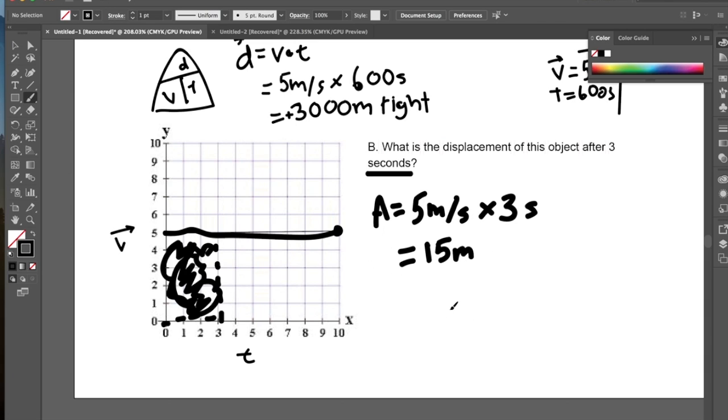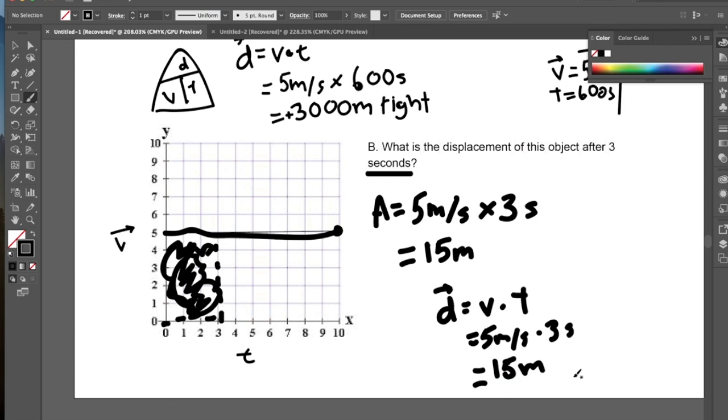And again, this is just analogous to saying the displacement equals the velocity multiplied by the time. So that's 5 meters per second times 3 seconds, which gives us a displacement of 15 meters right, as this object is still traveling to the right.